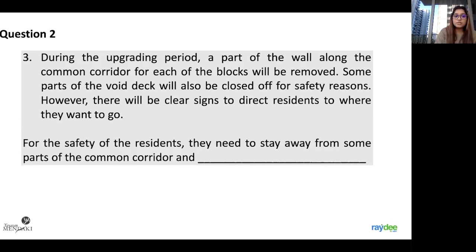Now, question 2 is also quite similar. For the safety of the residents, they need to stay away from some parts of the common corridor and what? If you look at the extract here, during the upgrading period, a part of the wall will be cordoned off, and corridor for each of the blocks would be removed. Some parts of the void deck will also be closed off for safety reasons. However, there will be clear signs to direct residents to where they want to go. So your answer would be void deck, because these are the two places they have mentioned, common corridor and void deck.